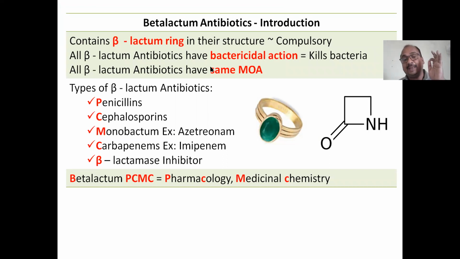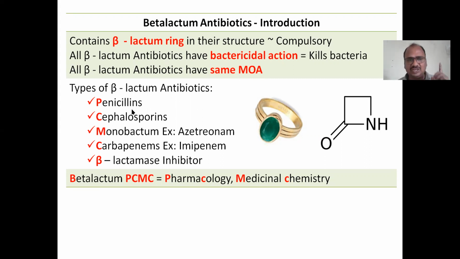Beta-lactam antibiotics have a bactericidal action. Compulsorily, they kill the bacteria. Bacteriostatic is there, bactericidal is there. Bactericidal means suicidal for the bacteria, it kills the bacteria. Bacteriostatic means it stops. Those antibiotics which stop bacterial growth are called bacteriostatics. But here, keep in your mind, all beta-lactam antibiotics have bactericidal action, and all beta-lactam antibiotics have the same mechanism of action.